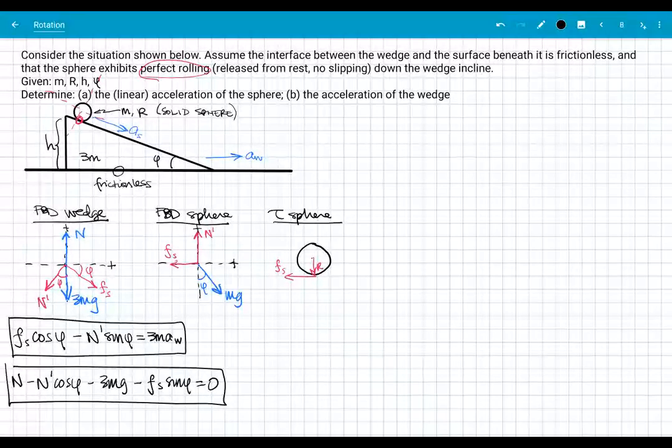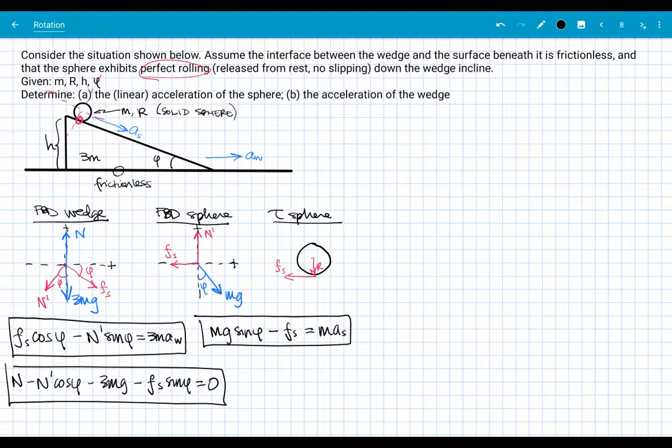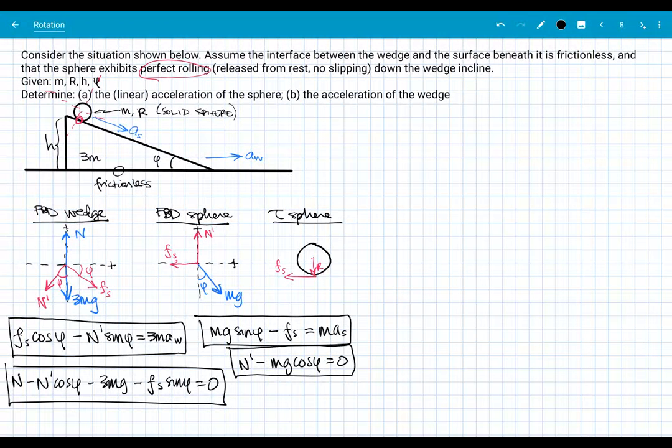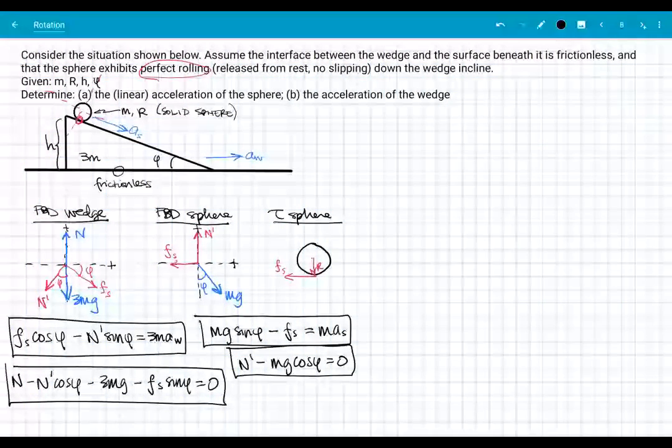I can get a couple equations for my sphere diagram. I'll do the same thing here. mg sine phi minus f sub s equals m a sub s, for the acceleration of the sphere. That will not be the same as the wedge, so I need a notation there, right? And then N prime minus mg cosine phi is equal to 0. My vertical, that one's simpler.